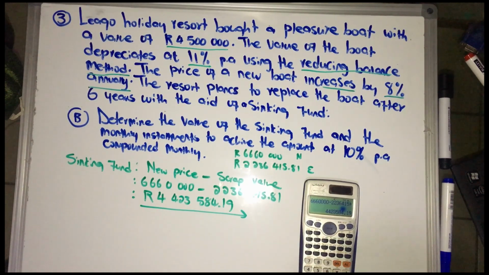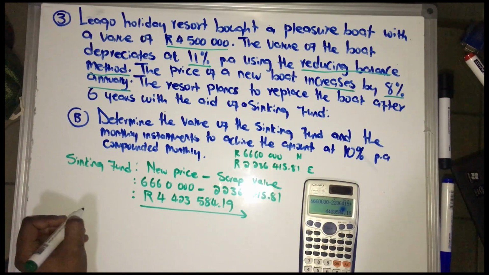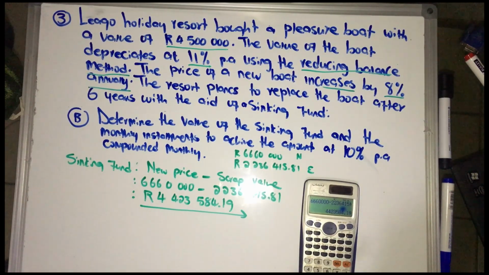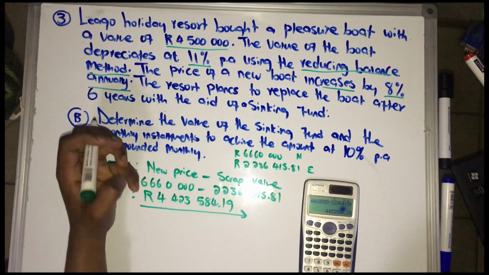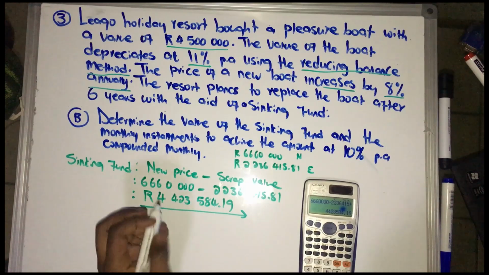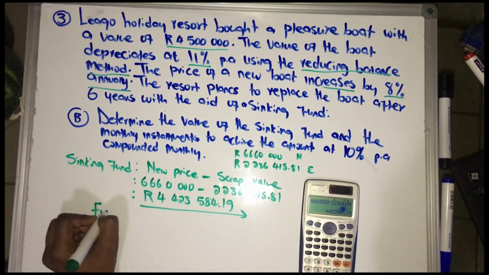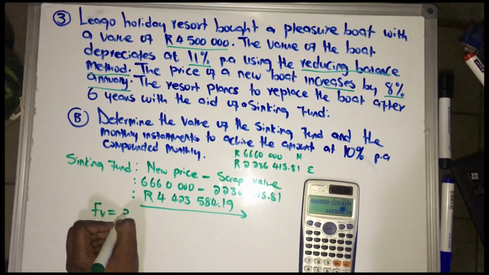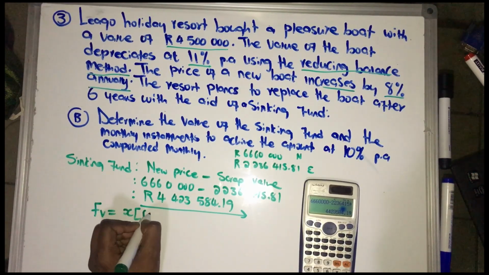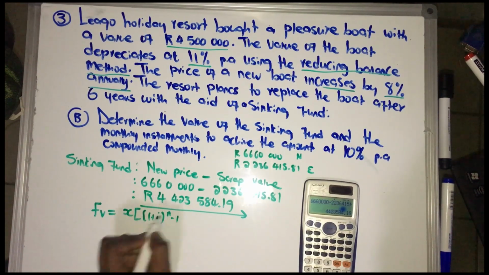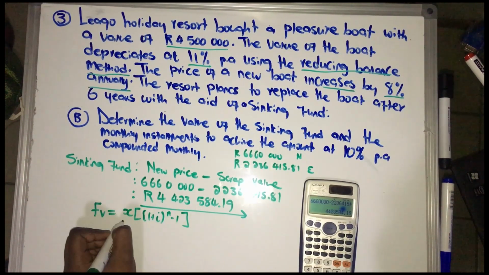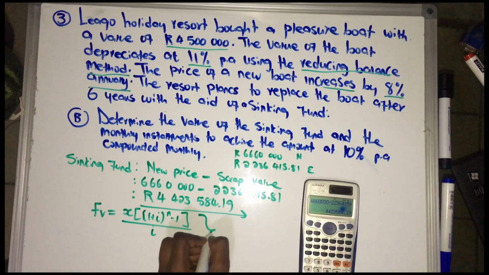Okay, so now how much should they put every month for 6 years to make sure that at the end of 6 years they would have saved this much value to replace the old boat with the new boat? So to find that value, that's the monthly installment. So we can see this is a future value annuity. We want to know how much money we should put in now such that later on in the future we can have this amount. So this can be calculated this way. That's x times 1 plus i to the n minus 1, all over i, right?